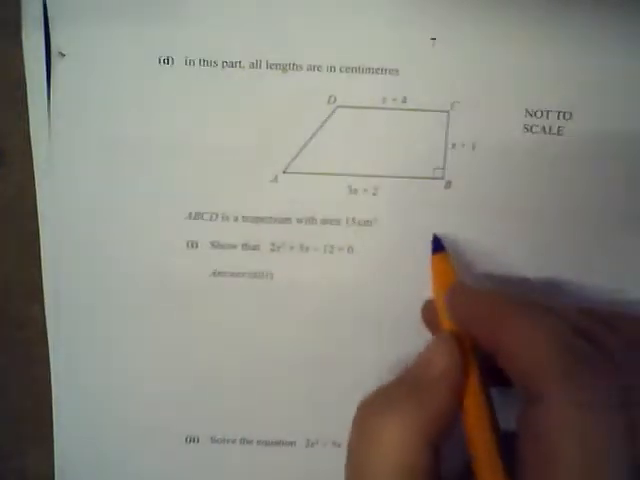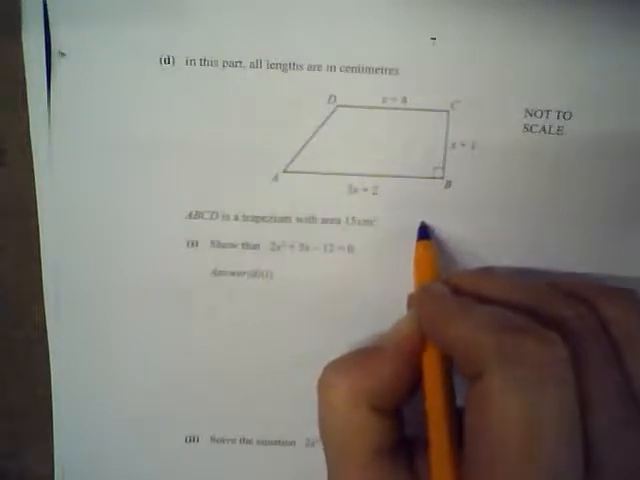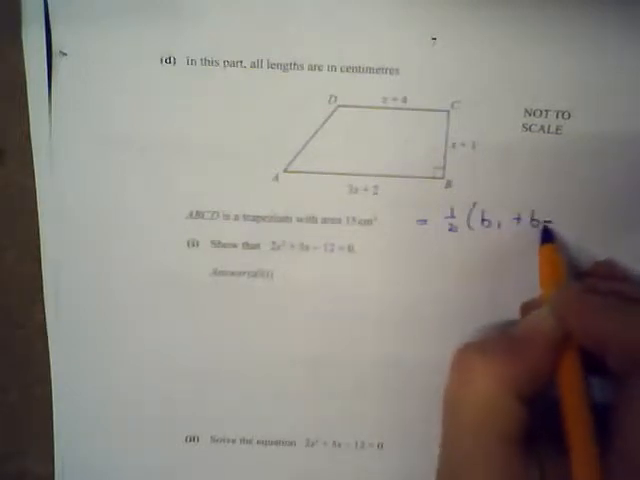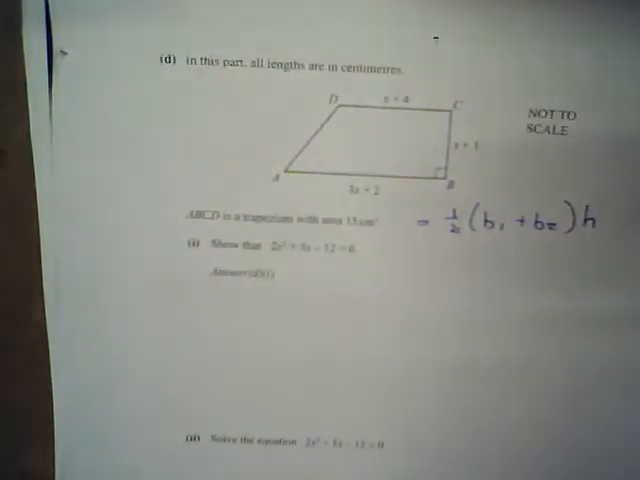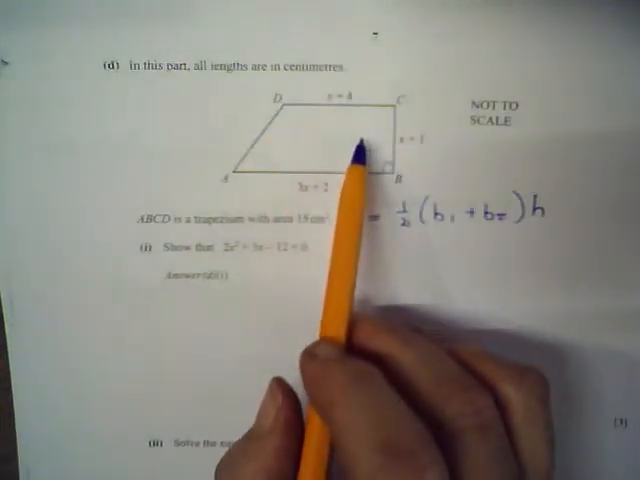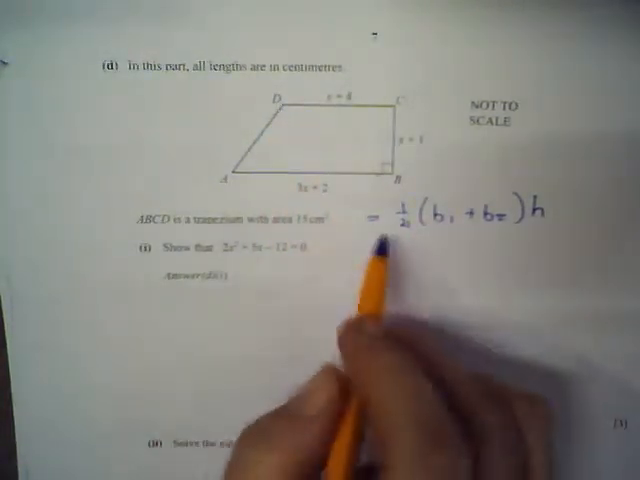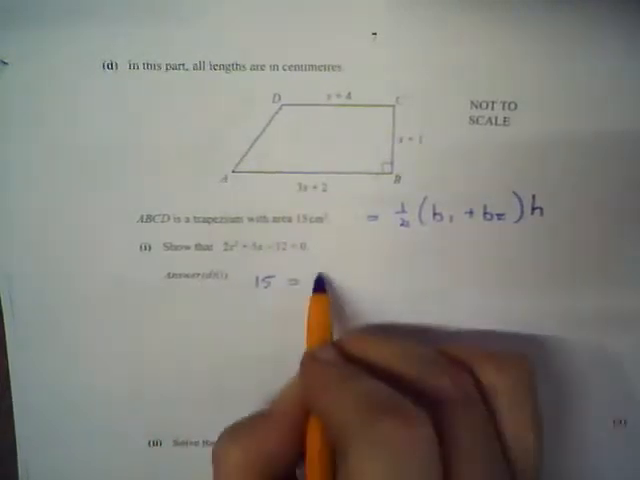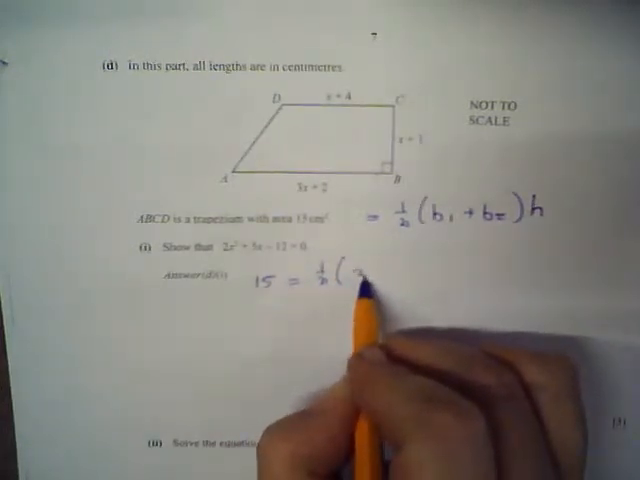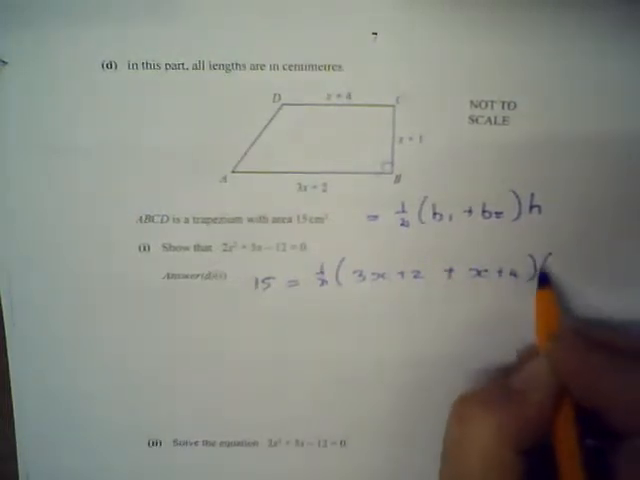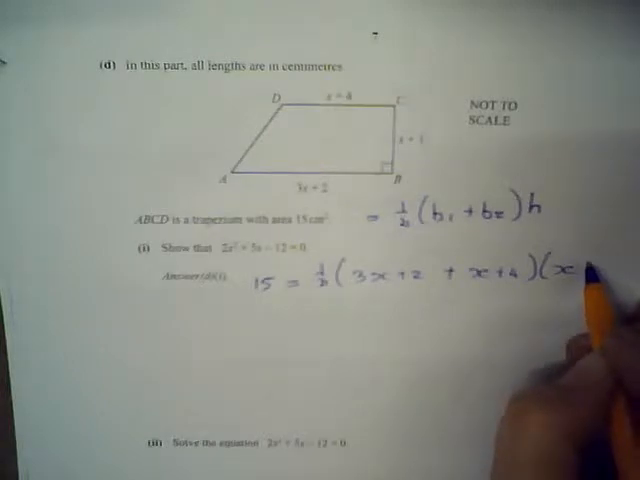Okay, so I know the formula for the trapezium. The area of the trapezium is a half, base 1 plus base 2, times my perpendicular height. Okay, and I have a perpendicular height here. My base 1 is the 3x plus 2, and my base 2 is x plus 4. Okay, so let's go do that, and that I know would be equal to 15 centimeters squared. So 15 equals a half, 3x plus 2 plus x plus 4, times my perpendicular height, x plus 1.